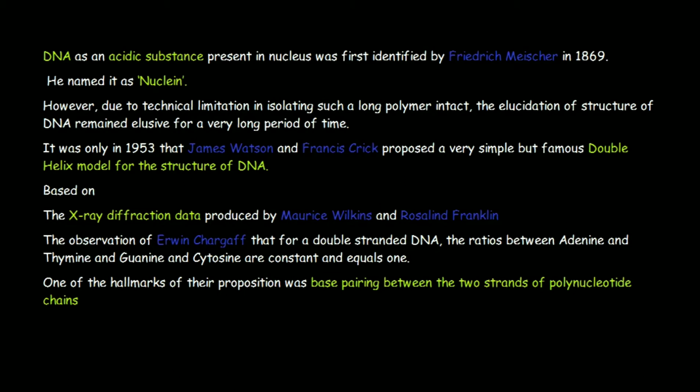So this proposition was based on the X-ray diffraction data produced by Maurice Wilkins and Rosalind Franklin, and it was also based on the observation made by Erwin Chargaff that for a double-stranded DNA molecule, the ratio between adenine and thymine, and guanine and cytosine, is constant and equals 1. So one of the hallmarks, or important points, of the double helix model for the structure of DNA is the base pairing between the two strands of the polynucleotide chain.